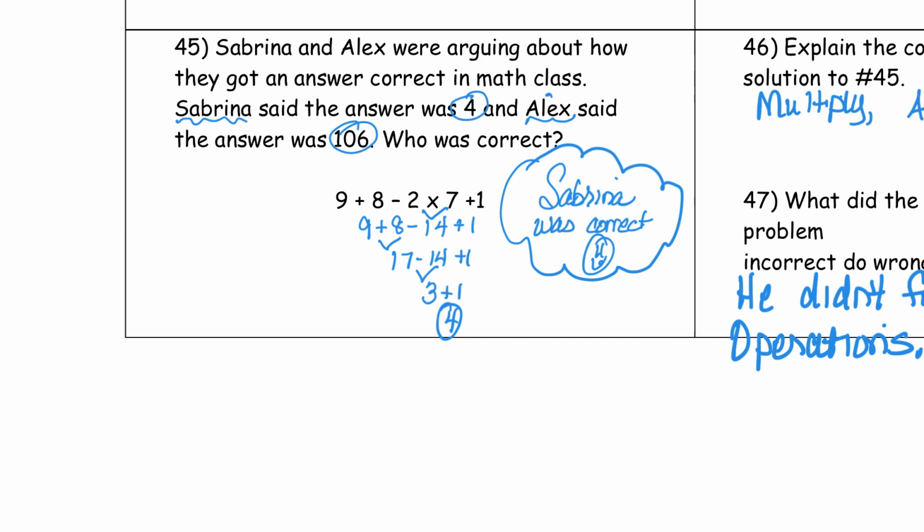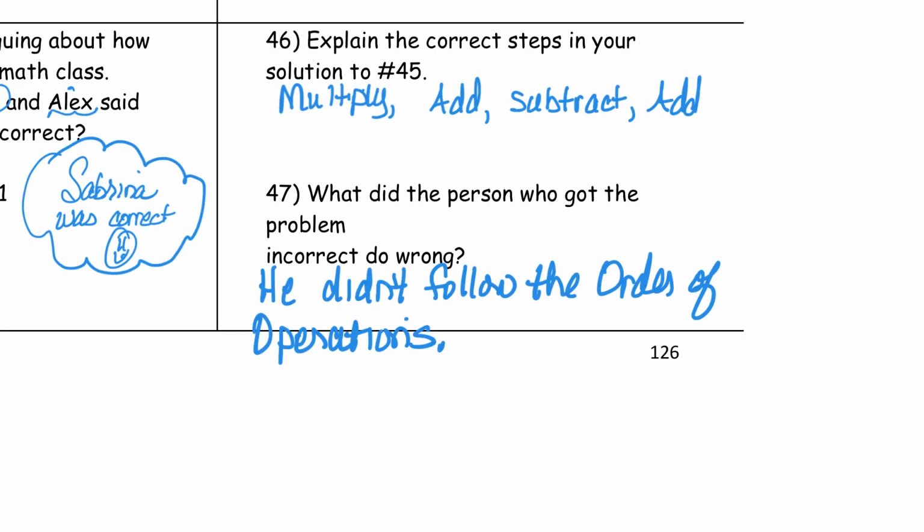For number 45, you can pause the video at any time if you need to. We have 2 students, they were arguing about how they got an answer. Finally, you follow the order of operations. Who was correct? Final answer is Sabrina was correct. 46 explain the correct steps. You had to multiply, add, subtract, and then add.